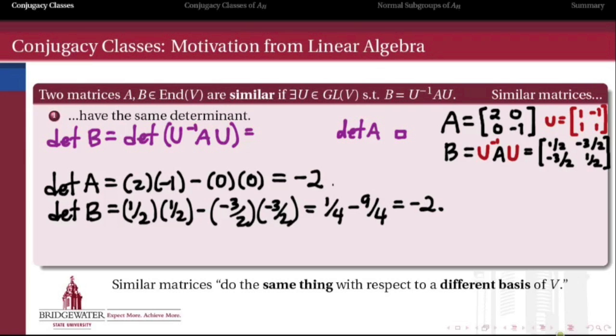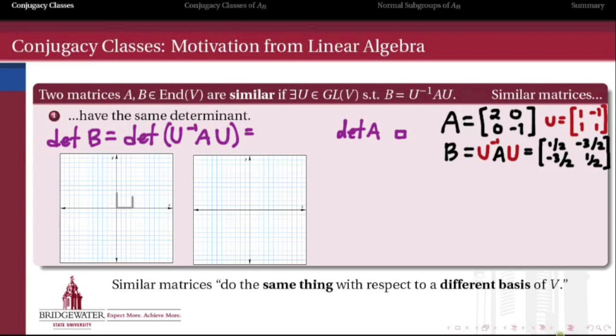Geometrically, what does this mean? Remember, the determinant is an area factor. It tells you how the area, or in general the volume if we're in more than two dimensions, of a region in Euclidean space changes when we apply this linear transformation to it. So the determinant of A is negative 2, because if we take the unit square here that has an area of 1 and we transform it via A, we end up with a rectangle whose area is 2 and whose orientation is reversed compared to the original. So the determinant is negative 2 for A.